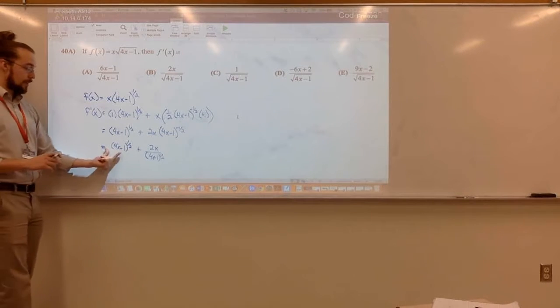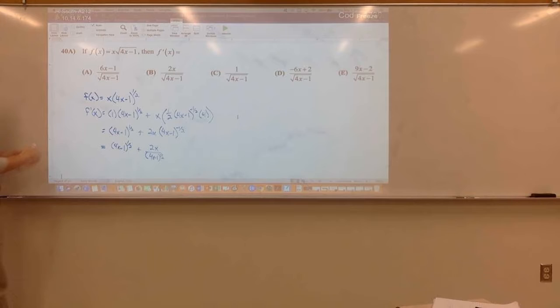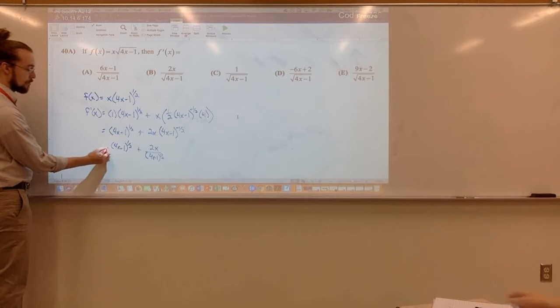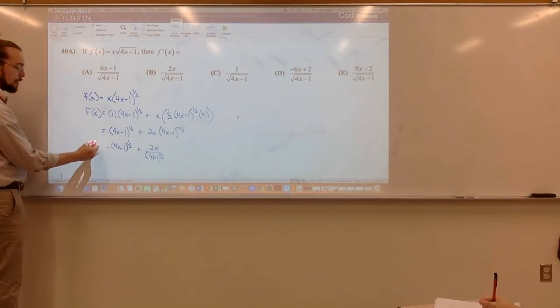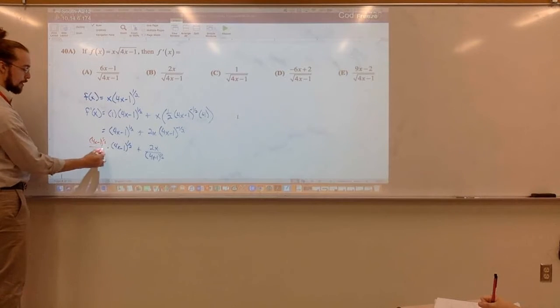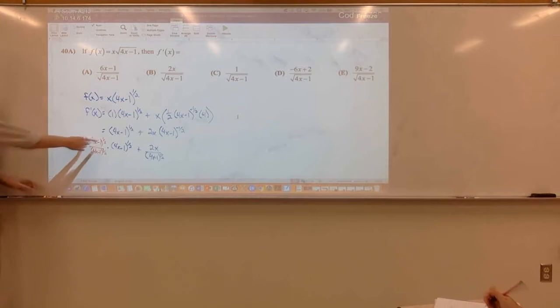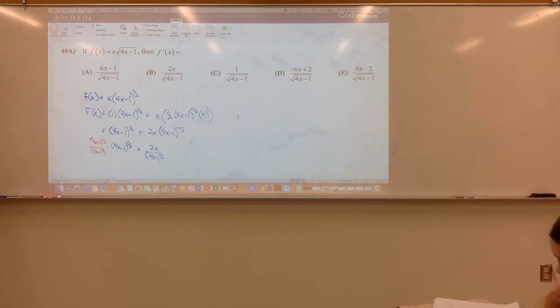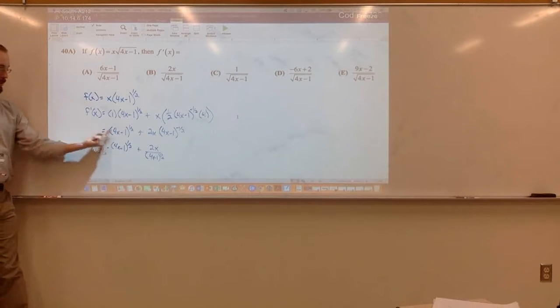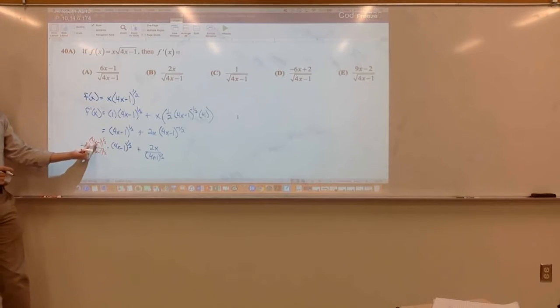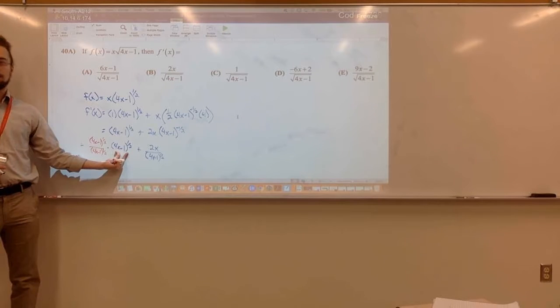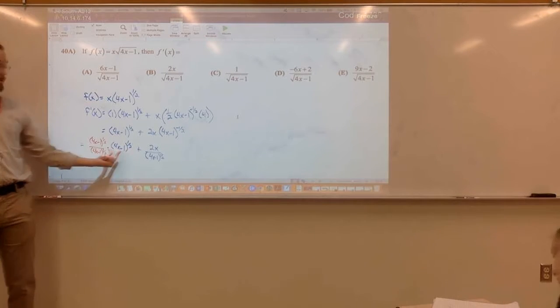I'm going to take this fraction over here and multiply both the numerator and denominator by this, so times (4x minus 1) to the 1/2 power over (4x minus 1) to the 1/2 power. I'm allowed to do that because this whole thing is just equal to 1. So what do I get when I do this? What's (4x minus 1) to the 1/2 times (4x minus 1) to the 1/2? Just 4x minus 1, right?